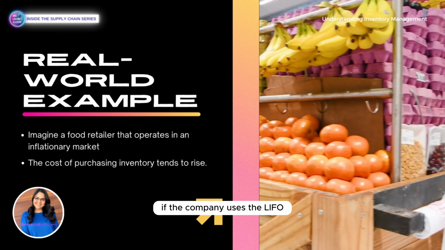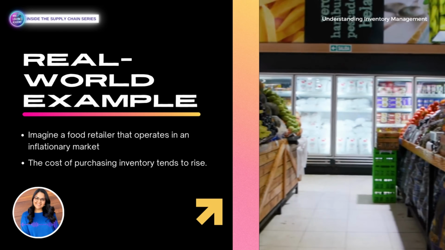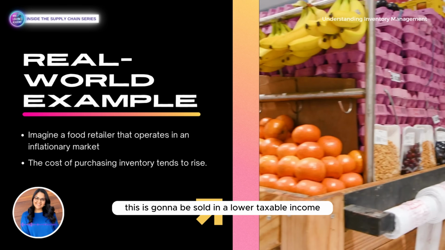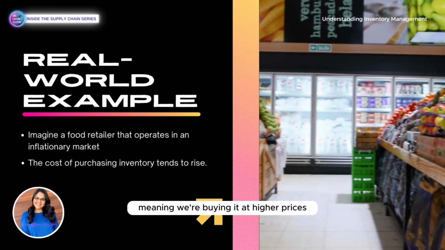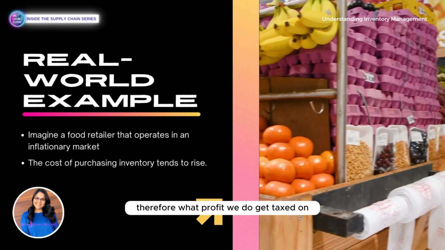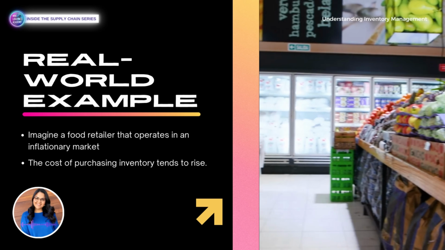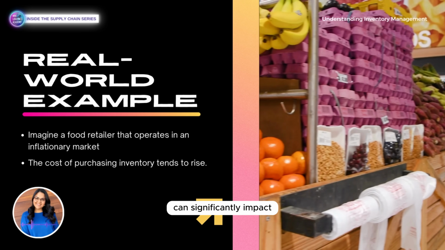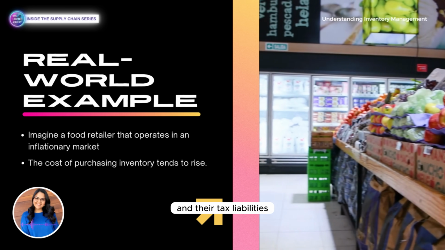On the other hand, if the company uses the LIFO method, last in, first out method, the most recent higher cost items will be recorded as sold first. This is going to result in a lower taxable income, meaning we're buying it at higher prices, we're selling it also at a higher price, but we're not making as much profit. Therefore, what profit we do get taxed on is going to be lower. So you can see the choice of inventory costing method can significantly impact the organization's financial performance and their tax liabilities.